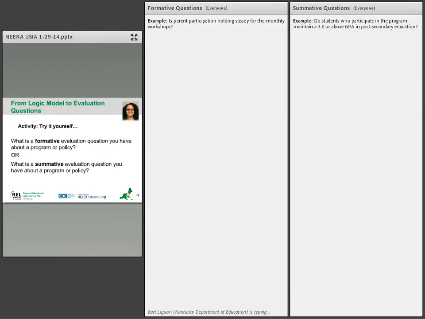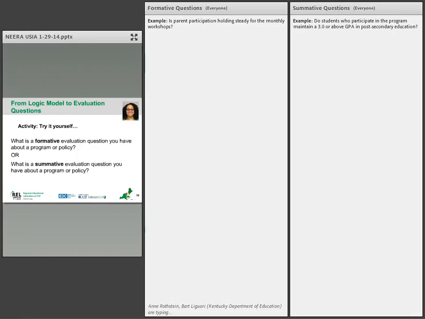Here, an example of a formative question, and this is from the College Ready case, is: is parent participation holding steady for the monthly workshops? An example, in thinking about the College Ready case, of a summative question would be: students who are participating in the program, are they maintaining a 3.0 or above GPA in post-secondary education?